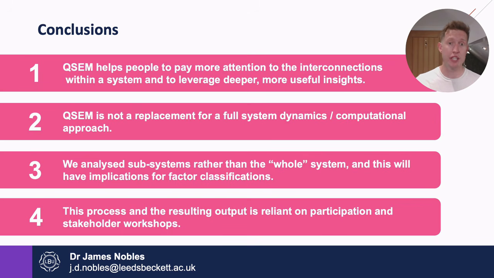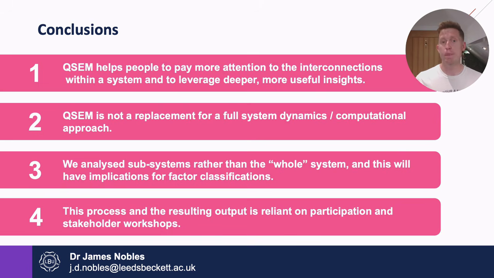There are some limitations too, though. As I mentioned, we broke that big picture systems map down into 7 subsystem causal loop diagrams. So we're not looking here in this analysis at how those subsystems connect to one another. And we made a decision to do that so that it became more feasible. But it does mean that those factor classifications, some of which I've just shown you, might have looked different if we'd based the analysis on the big picture as a whole.